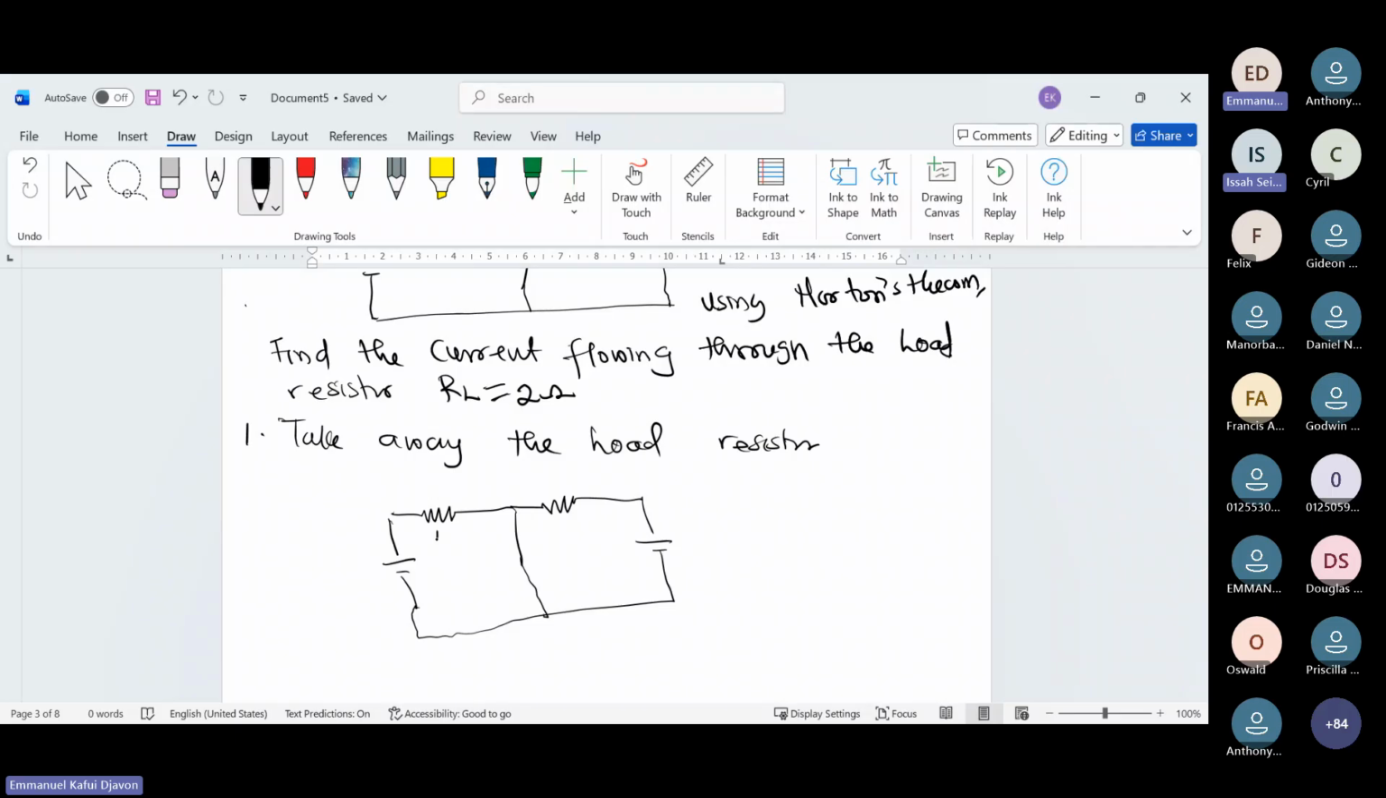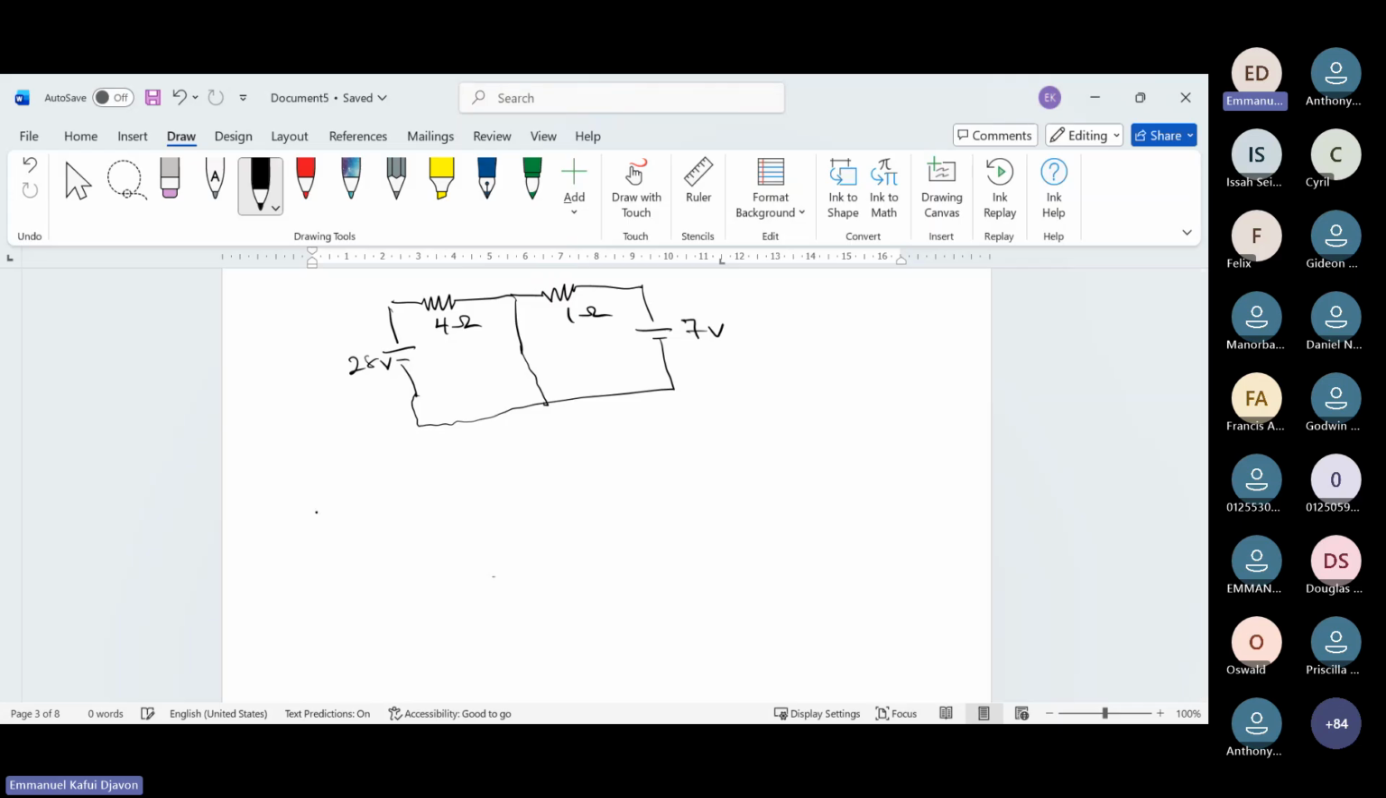So here we have 4 ohms, 1 ohm, 12, 7 volts, 28. Now, if I want to look for the RS, say these two are involved, 4 times 1 over 4 plus 1. That will give me 4 over 5, which is equal to 0.8 ohms.